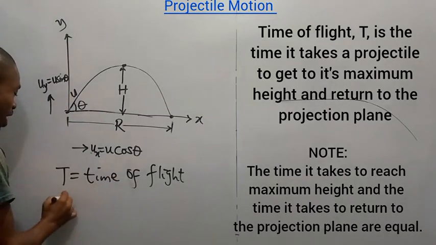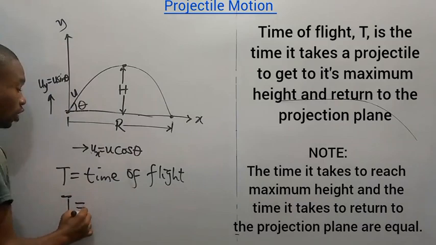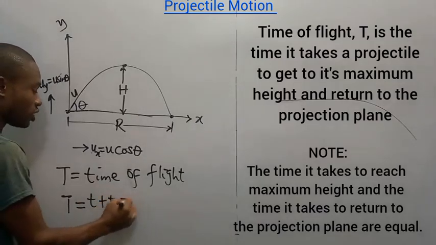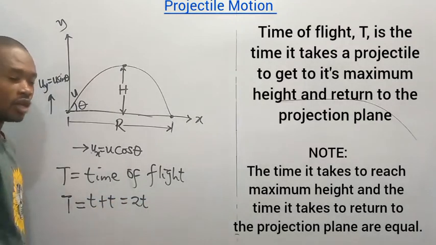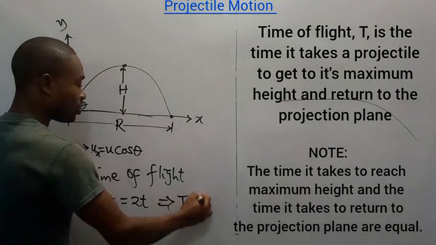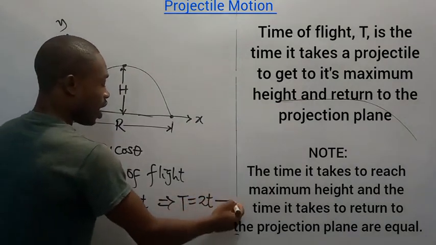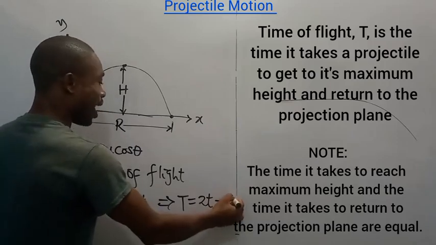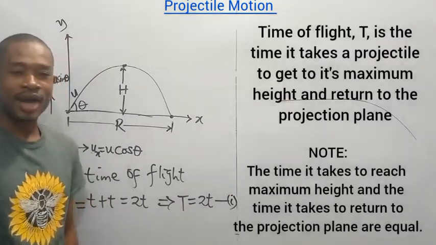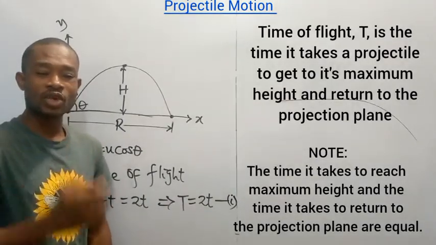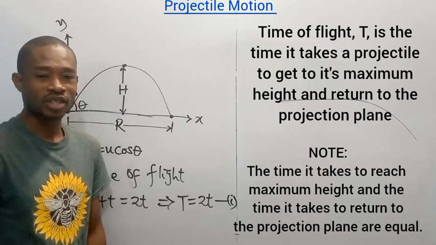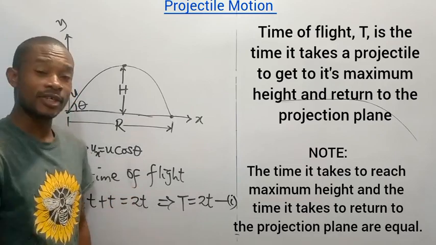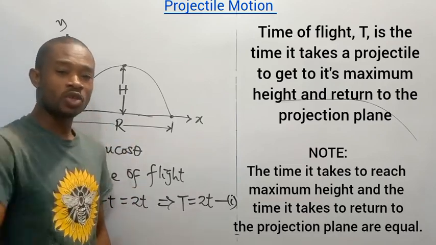So the idea is this, that the time of flight, capital T, is equal to t plus t, small t plus another small t, giving us 2t. So we could simply say that time of flight, capital T, is equal to 2t. How about we label this as equation I? Please take note, that small t, we do not call it time of flight. Whenever you hear time of flight, it is capital T, which is equal to 2 times small t.